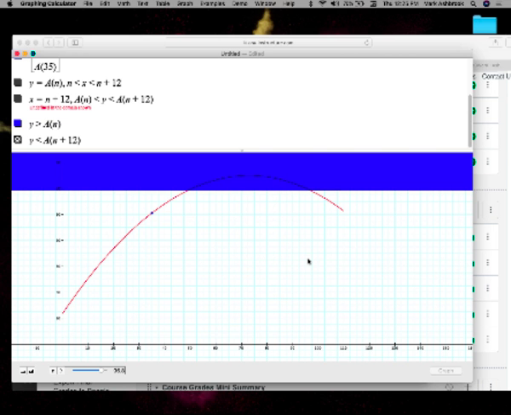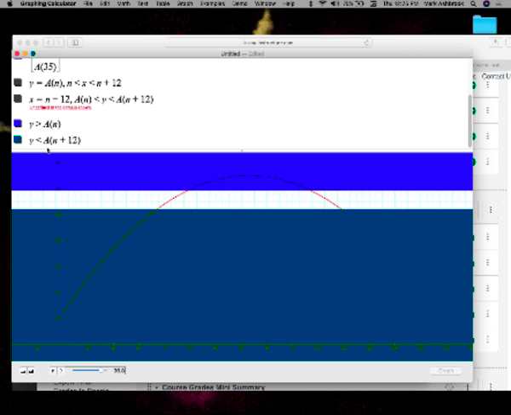So what's it going to look like when I turn this on? It's going to be a gap, right? And this is the reason why nothing graphs in this thing up here. Because this is saying all the y values greater than a of n and less than a of n plus 12. What y values are those?